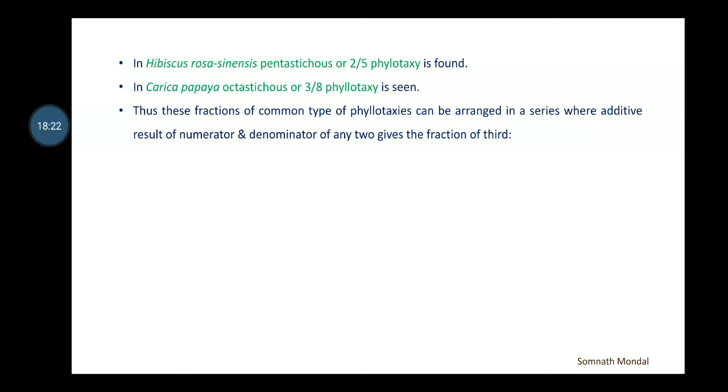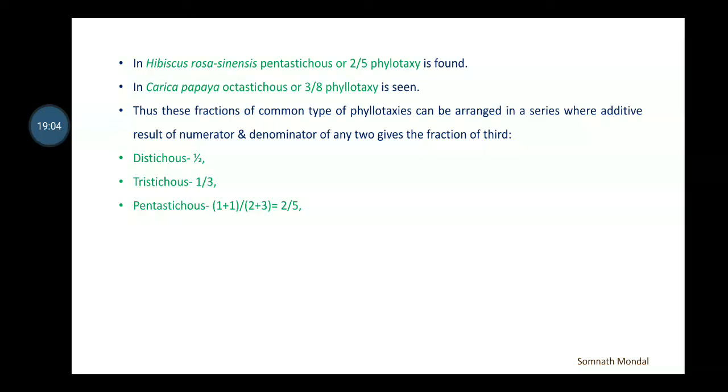So these fractions of common types of phyllotaxis can be arranged in a series, where the additive result of numerator and denominator of any two gives the fraction of the third. Let's have a look. First of what we have studied is distichous 1/2, then tristichous 1/3. Now coming to the pentastichous. Just adding distichous and tristichous by numerator and denominator, 1 + 1 divided by 2 + 3 equal to 2/5. Next one should be 1/3 plus 2/5 added by numerator and denominator. So this is going to be 3/8.